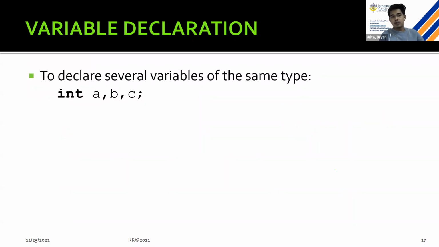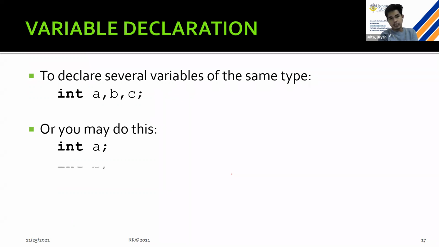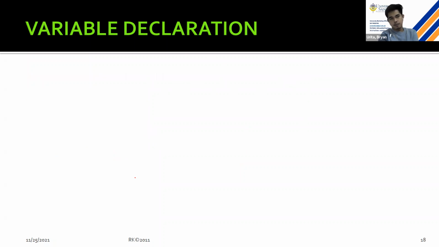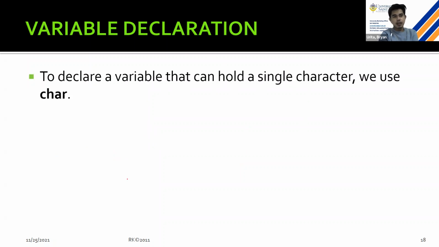So to declare several variables of the same type, pwede yan. Int A, B, C. Or you may do int A, B, C. Kung masipag-sipag ka. Pwede lang ito. Basta separated by comma, and terminated by a semicolon, because this is a line of statement. This is another line, another line, another line. That's why they are terminated with a semicolon. But if they have the same type, pare-pareho integer yan, pwede rin ganito ang gawin natin. So that is variable declaration.